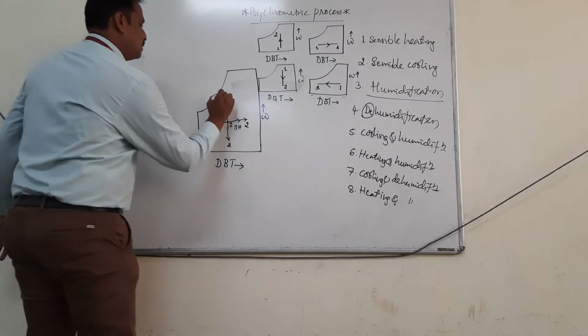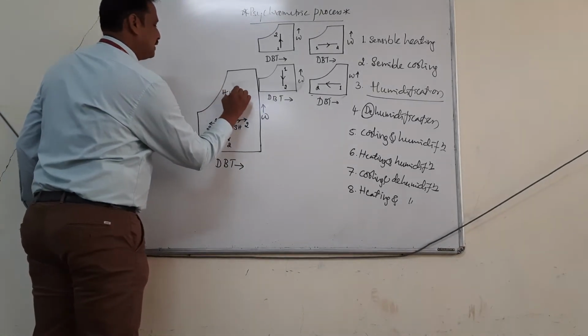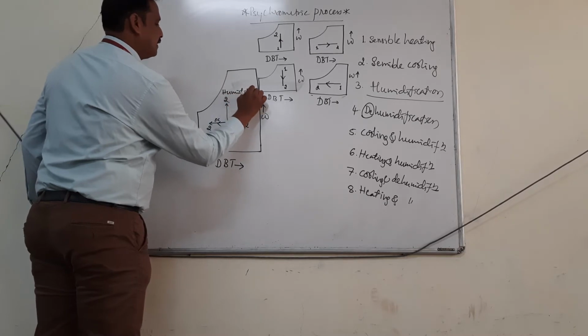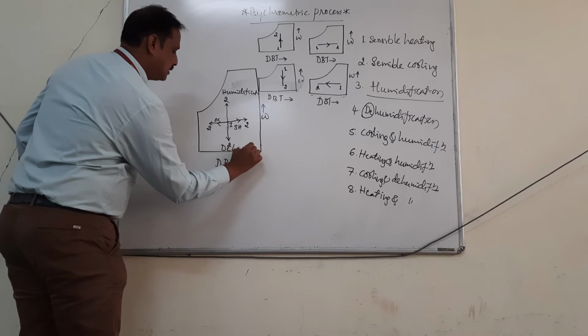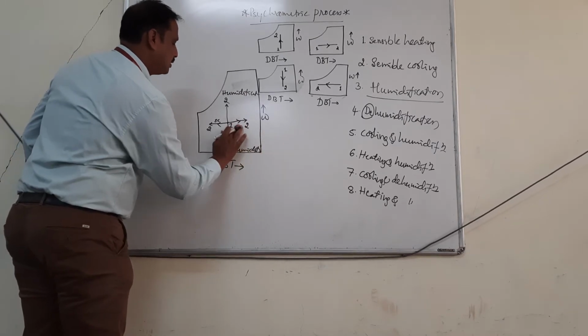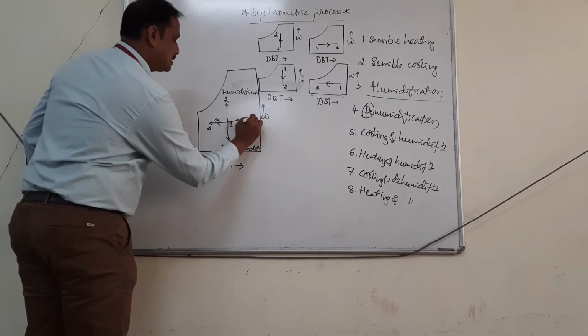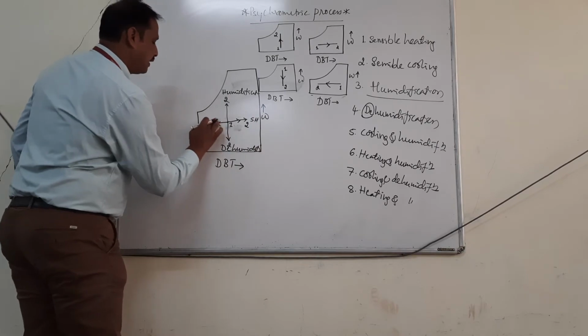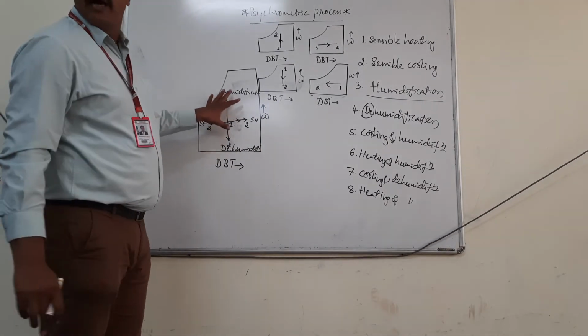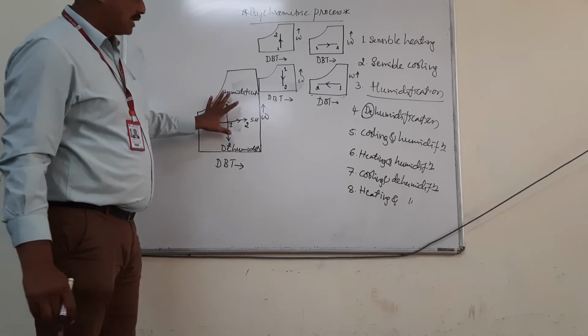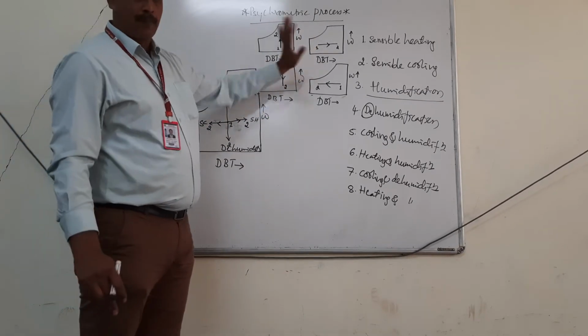Okay. So this is humidification. This is dehumidification. This is sensible heating, and this is sensible cooling. So these 4 processes I have drawn on the single chart and also separately.